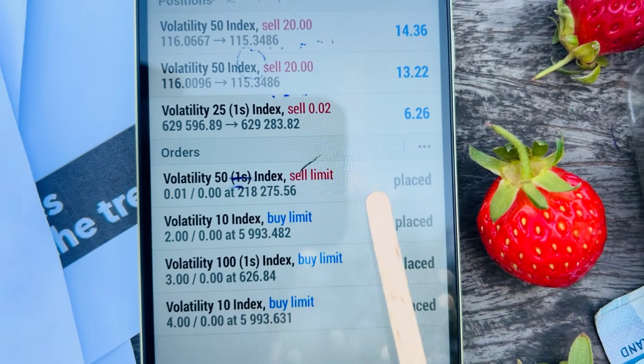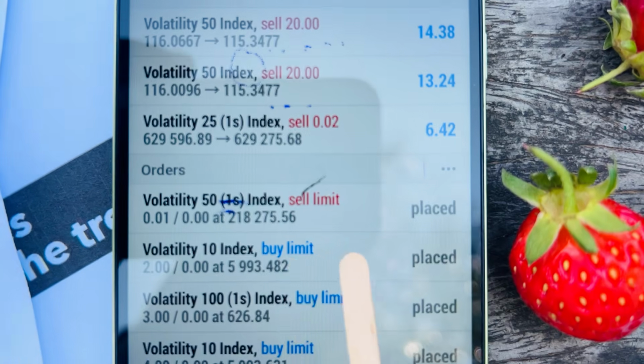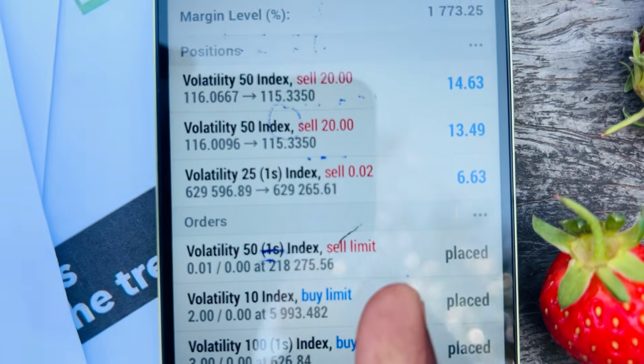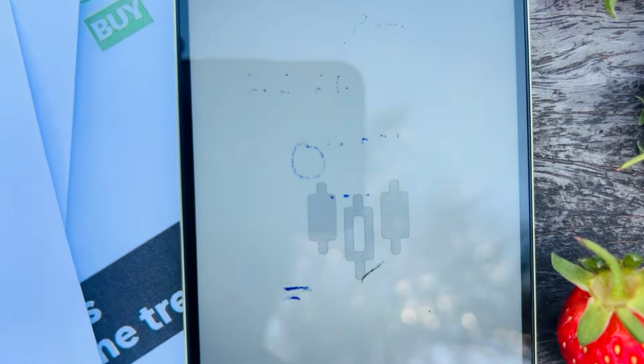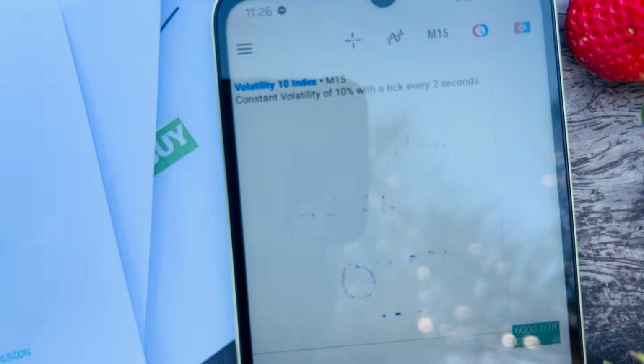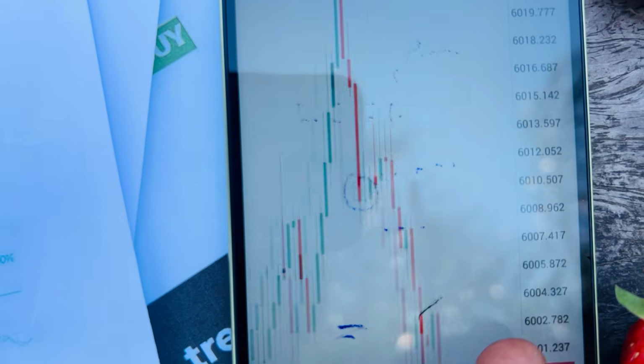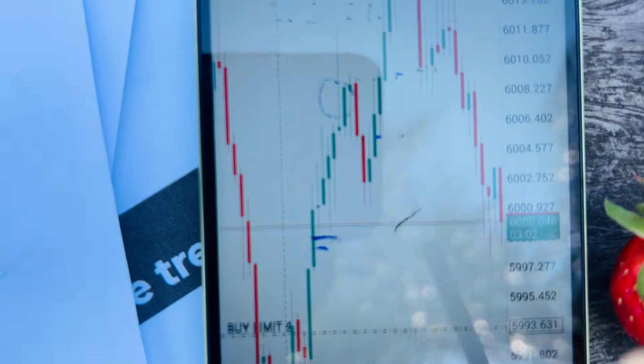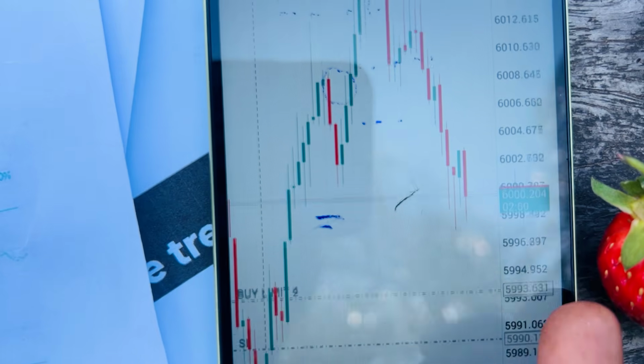our trade. We're still waiting for a trade. Let me show you what we're waiting for on the Volatility 10 index. We click here, we click chart. If you would like to master the strategy, let me know so that you can come and join our group.